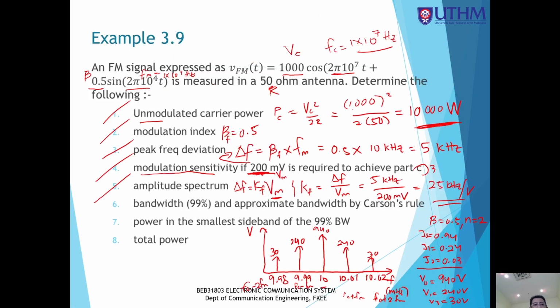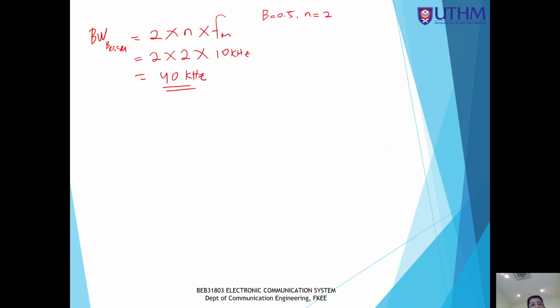But the question asks you about 99% of the bandwidth. That means this is related to the bandwidth by Bessel. 99% of 40k, so 0.99 multiplied by 40 kilohertz. So you will get 39.6 kilohertz.